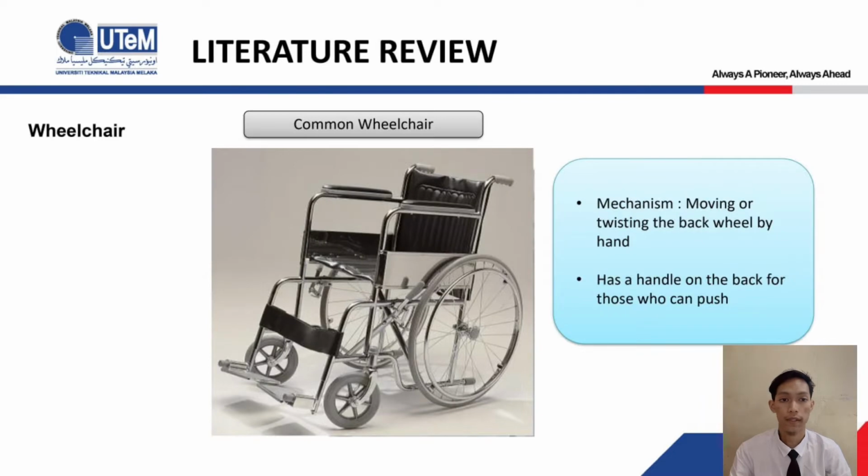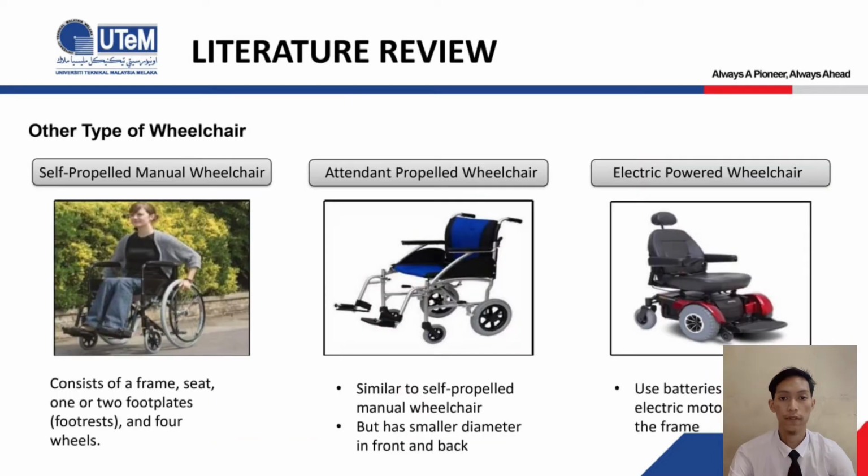Okay, next for the literature review. Wheelchair, first we have a common wheelchair. The mechanism is moving or twisting the back wheel by hand, and it has a handle on the back for those who can push. Okay, for other types of wheelchair, first we have the self-propelled manual wheelchair that consists of a frame, seat, 1 or 2 footplates and 4 wheels.